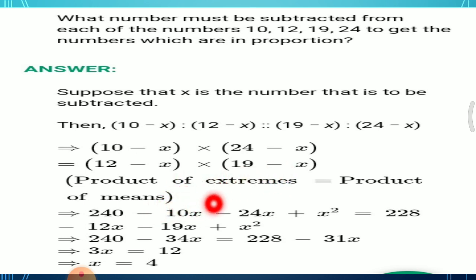So 240 minus 10x minus 24x plus x square is equal to 228 minus 12x minus 19x plus x square. You see here that 240 minus 34x is equal to 228 minus 31x. Now you solve it. So 3x is equal to 12, x is equal to 12 divided by 3, which is equal to 4.